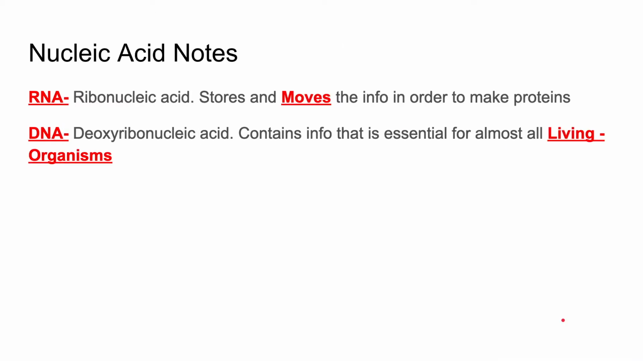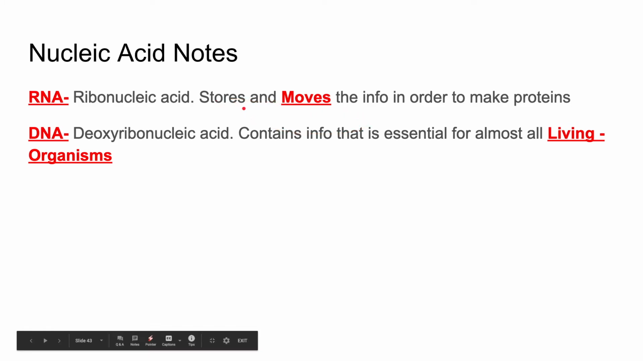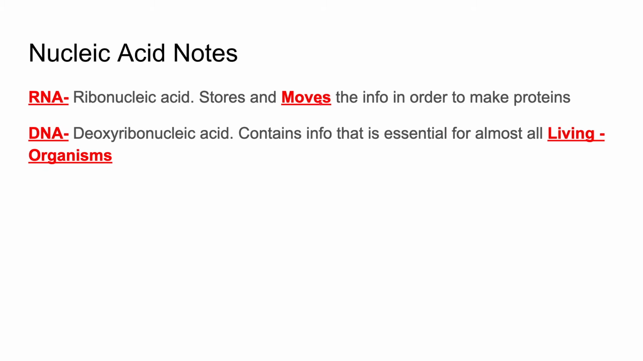And now when we look at the actual molecules of RNA and DNA, both of which are involved in the process of storing and moving information in order to make proteins, which is our last stop, our true last stop in the macromolecule chain. RNA stands for ribonucleic acid, and DNA stands for deoxyribonucleic acid. And so this is the main library of information that's essential for almost all living organisms, all known living organisms.